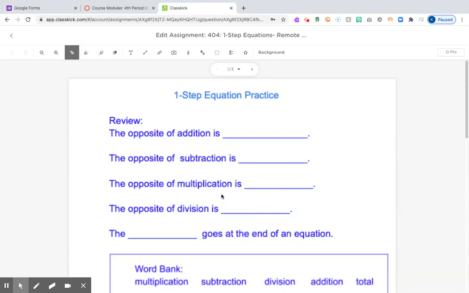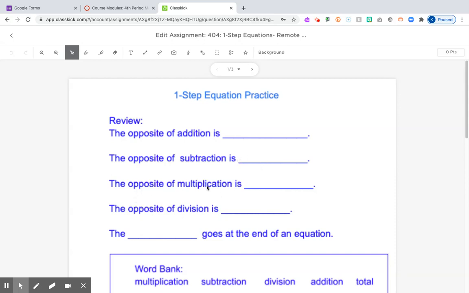Okay, so today we are going to go back over one-step equations, and we're going to review a little bit. And I think we need to go back a step, okay? So when we say we're finding the inverse, we're talking about the opposite. Inverse means opposite. So the opposite of addition is subtraction, okay? This one says the opposite of subtraction is, you're going to tell me the answer.